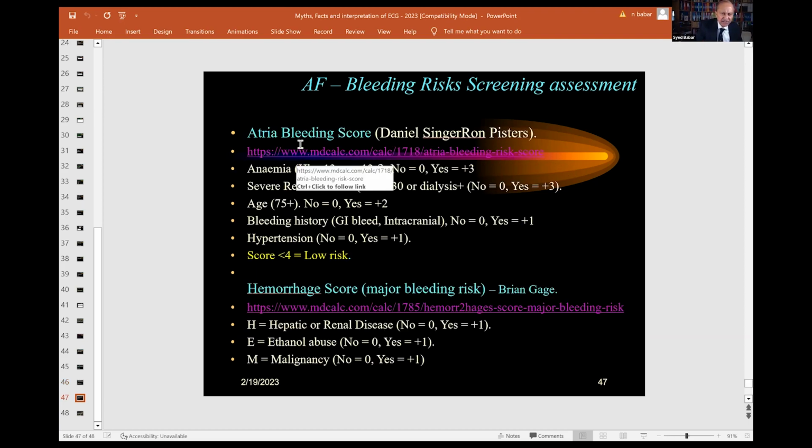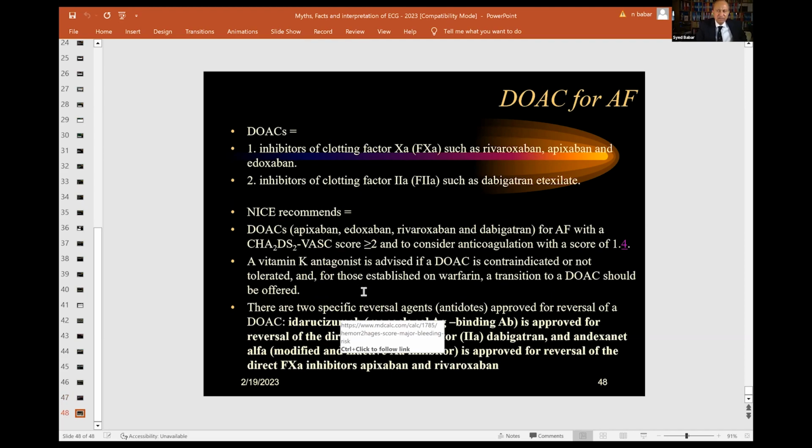Then there is the HAS-BLED bleeding score, which relates to hypertension, anemia, severe renal disease, age more than 75, and bleeding history, and in this score, less than 4 is low risk. Hemorrhage score, which is major bleeding risk: H is hepatic or renal disease, E is ethanol or alcohol abuse and drugs, M is malignancy.